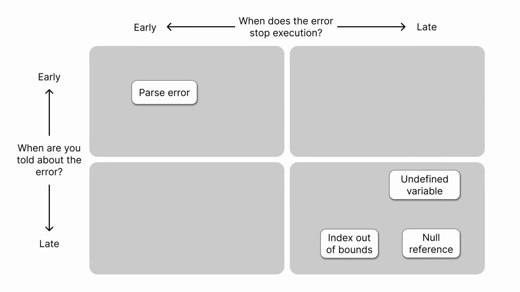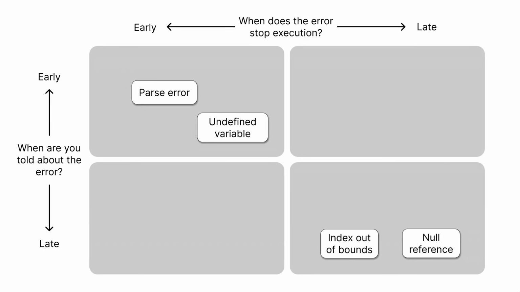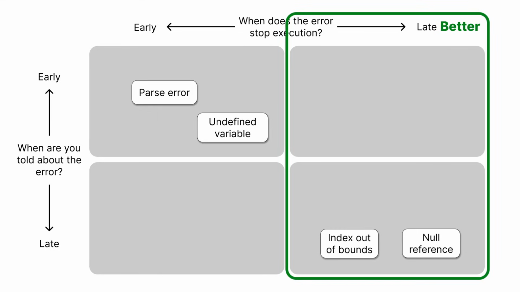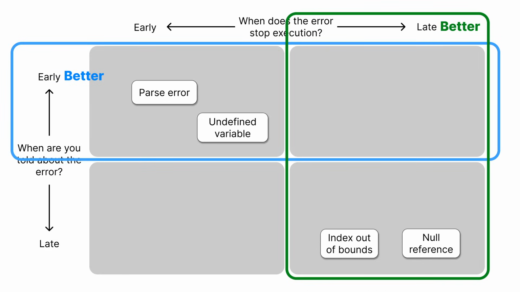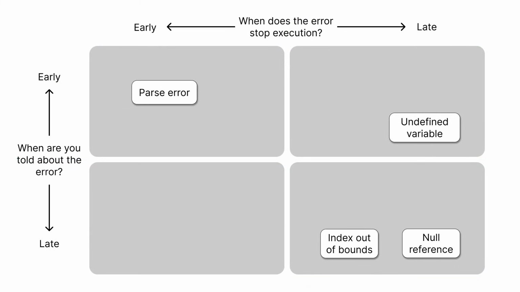I said before it can harm your productivity if you're forced to fix a lot of errors before you can run the program at all. So in that sense, the right side is better. The static languages help you refactor with confidence because they tell you about the error early. There's no harm in that. Earlier is better. There's an empty quadrant here that would be useful. We can imagine a language that tells you about errors as early as possible, but it doesn't force you to fix them early.